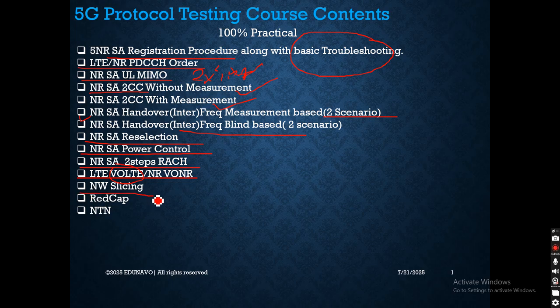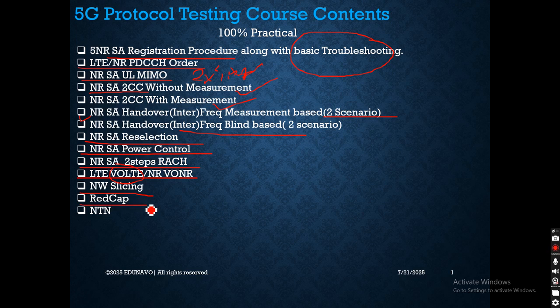Next, network slicing, a very, very important feature which is introduced by 3GPP. We will see what network slicing means, what configuration we need to do from the UE perspective, the core network perspective or the gNodeB perspective, and how we can validate one slice and multi-slice.